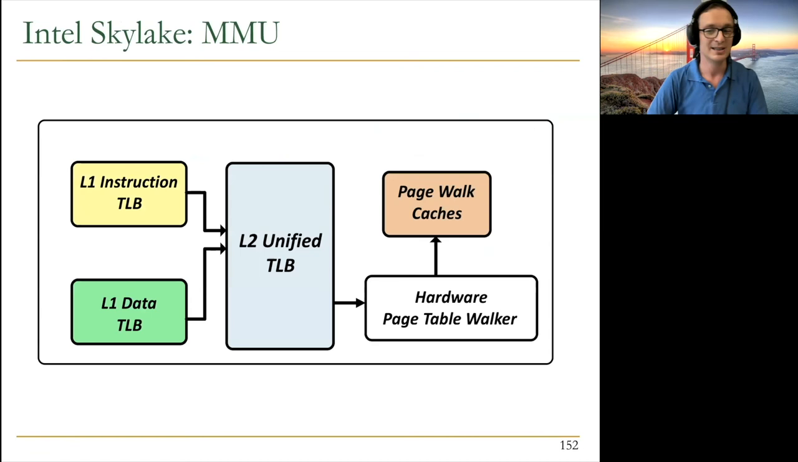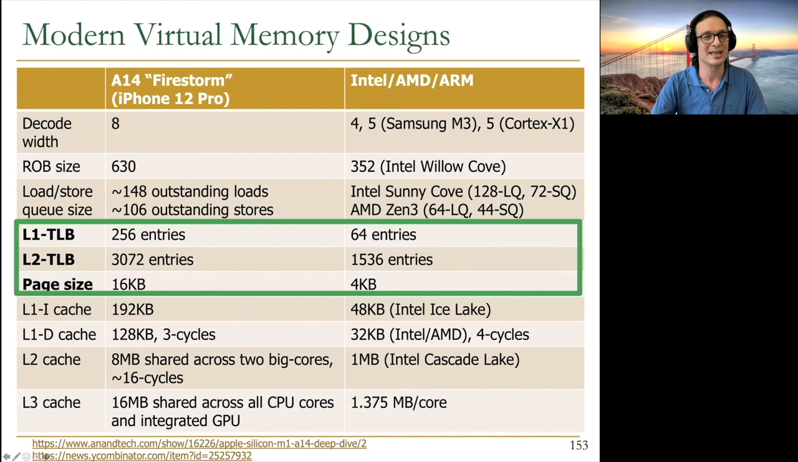And that's the Intel Skylake MMU for you, basically, in a nutshell, very quickly. And actually, there are other virtual memory designs. This is Apple A14 over here based on some reverse engineering, et cetera. But you can see that the L1 TLB and L2 TLB are larger in Apple A14. And also the default page size is actually larger. I'm not going to go through the details of it, but you can enjoy the slide on your own.